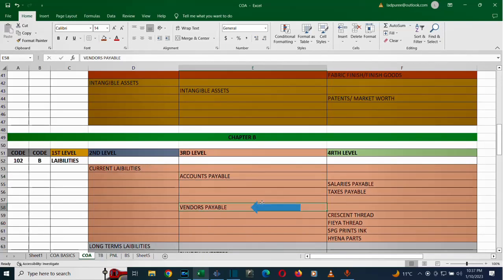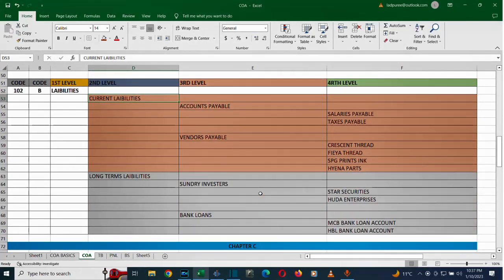Vendors payable, third level account under current liabilities. Current liabilities means a payable amount within a short time. Number 3, sundry investors. Now we discuss long-term liabilities.